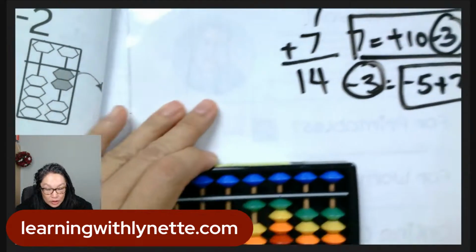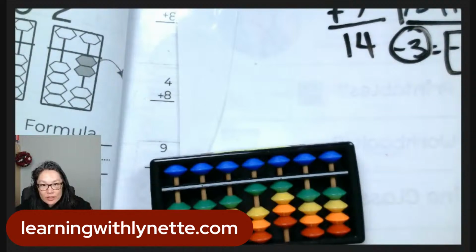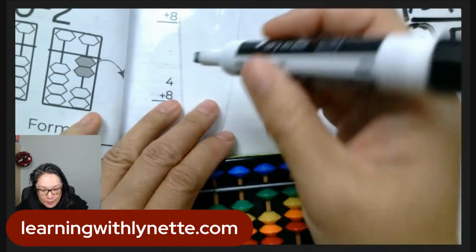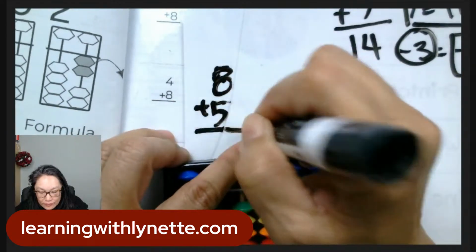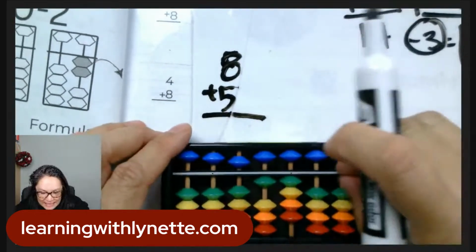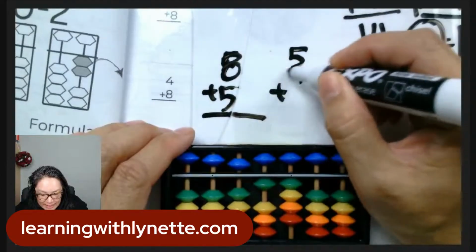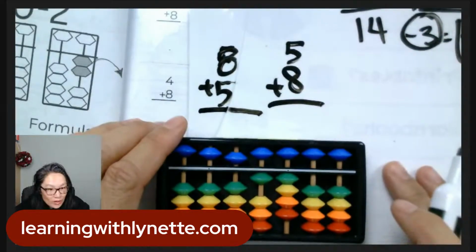Okay, good. Okay, you know what? Here's another one. Here's a good one that a parent asked about, like, "Isn't it the same?" So here, 8 plus 5, right? We do 8 plus 5. Isn't it the same as 5 plus 8? No. So why? Here, let's show you.